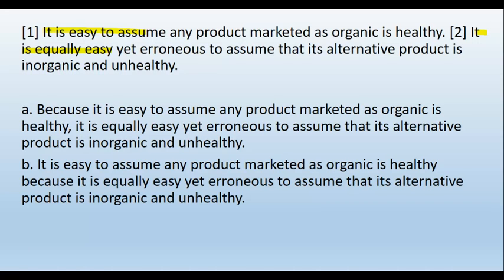So here what I've done is I'm looking at the way they're actually using this word because. I want you to see that we're going to use the word because to join these two sentences together. Therefore, what's the most logical way? The A choice says, because it's easy to assume any product marketed as organic is healthy, then it's equally easy to assume, and yet it's erroneous to assume that its alternative is inorganic. This is getting confusing. The B choice says, it's easy to assume that the products are organic because we can assume that the alternatives are inorganic. So think about the logic here. Which one makes more logical sense?